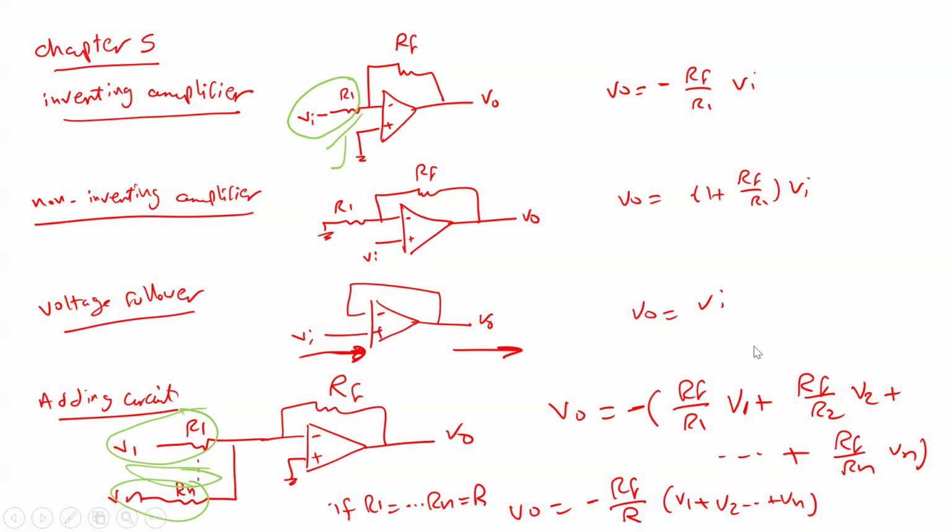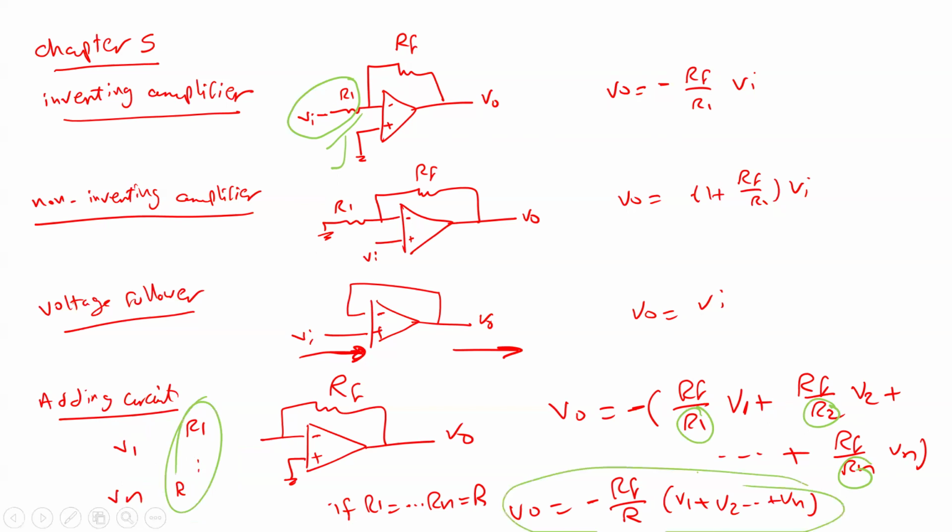In a special case, if I can make R1 equal to R2 equal to Rn, so all these resistors here are equal, in this special case, this is the final formula here: Vout equals negative Rf divided by R times V1 plus V2 plus Vn and so on. So this circuit can add signals together. Is that okay? Any questions?